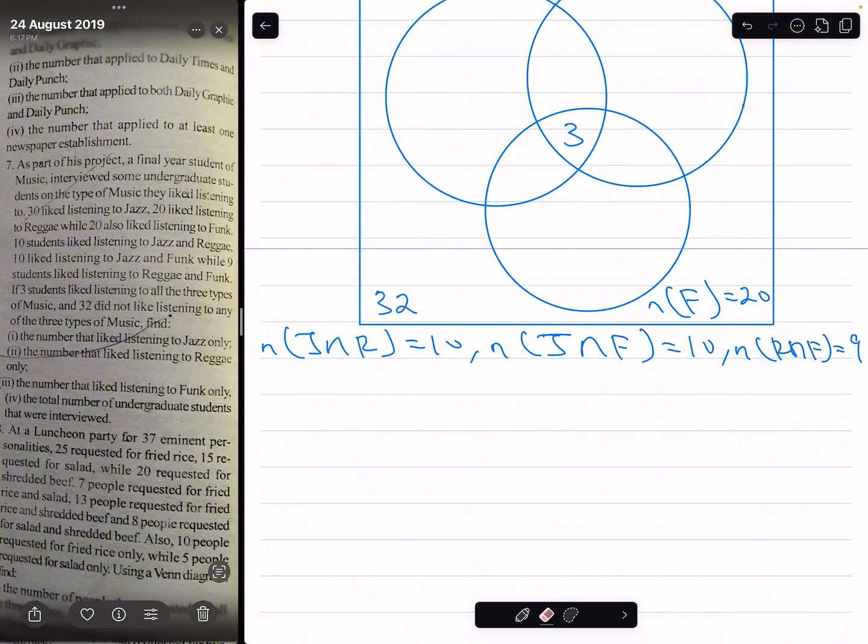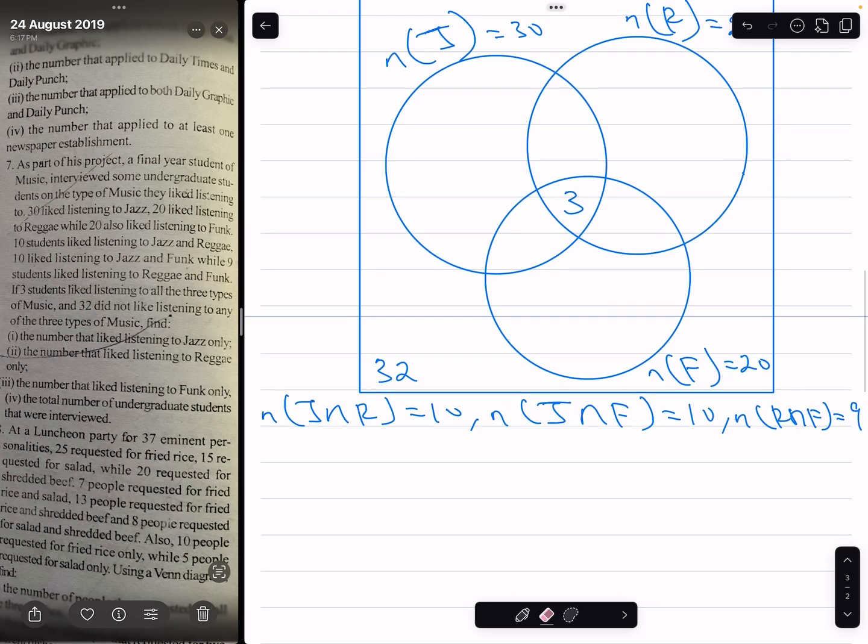Question A says, find Roman figure 1, the number that likes listening to jazz only. First of all, we know that jazz and reggae is 10. So that means jazz and reggae only will be 10 minus 3, which is 7. We know that those who listen to jazz and funk is 10. That means those who listen to jazz and funk only will be 10 minus 3, which is also 7. And we know that those who listen to reggae and funk are 9. If 3 of them listen to all the 3 types of music, then those who listen to reggae and funk only will be 9 minus 3, which is 6.